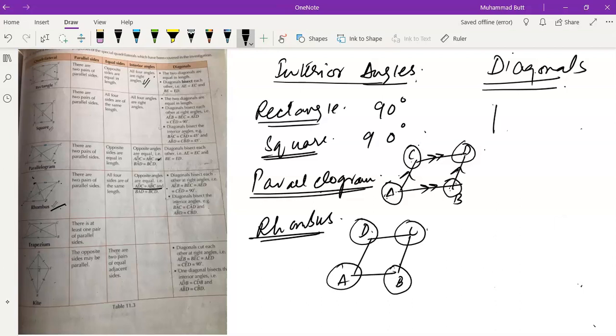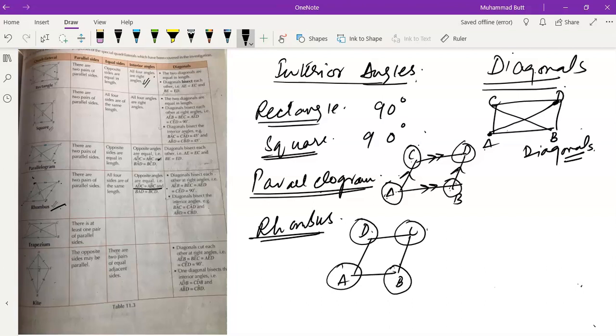Let's suppose this is a rectangle A, B, C, D. A and D are the two opposite corners. If we are joining them by a straight line, this straight line is called diagonal. And there are some properties of the diagonals. The two diagonals of the rectangle are equal in length. So AD is equal to BC.